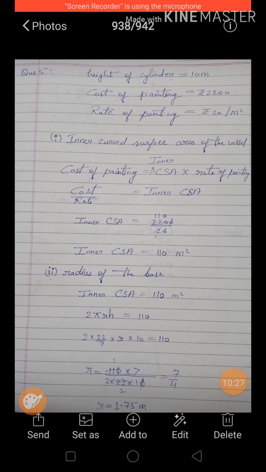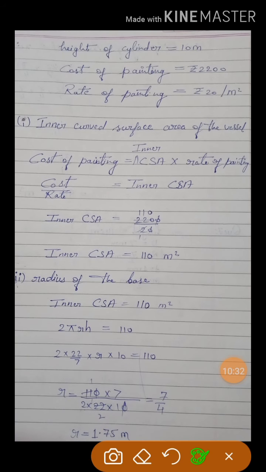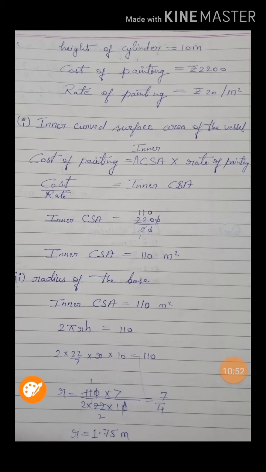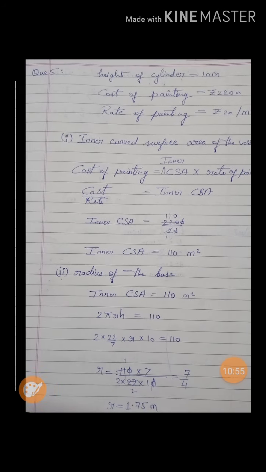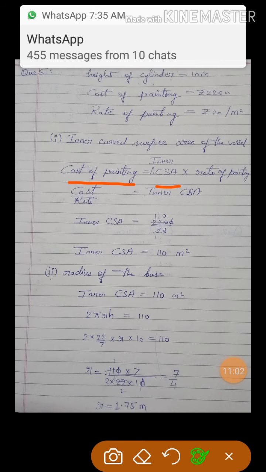Firstly we shall write whatever is given in the question. Height of the cylinder is 10 meter, and cost of painting is 2200 rupees, and rate of painting is 20 rupees per meter square. So there are three sub questions in this question. The first is inner curved surface area of the vessel. So inner curved surface area we need to find. See here, the cost of painting will be equal to the inner curved surface where we want to paint. We want to paint in the inner curved surface area.